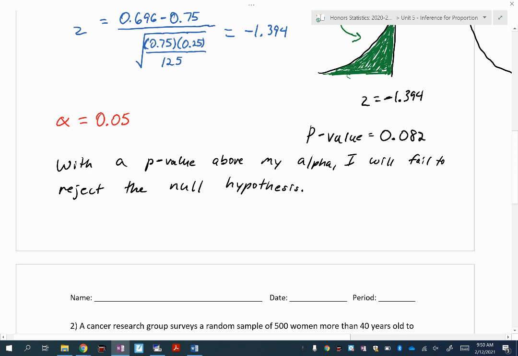You guys learned on Wednesday that when I write my conclusions, I like to write 2 sentences, one that's super generic, like this one, and then a second sentence with the context of the problem. If you want to put them all together, go for it. You could say, with a p-value above my alpha, I will fail to reject the null hypothesis that the proportion of union members who will go on strike is 75%. You can smash it all together if you want.